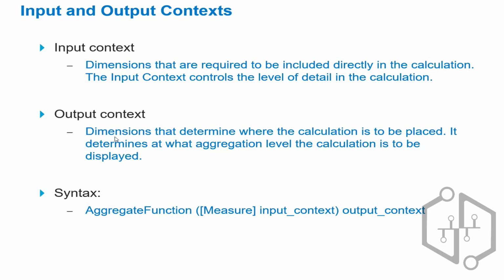Output context is the dimensions that determine where the calculation is to be placed. It determines at what aggregation level the calculation is to be displayed. The syntax is aggregate function, measure, input context. Input context should be in the parentheses. Output context is outside the parentheses. This is the syntax.